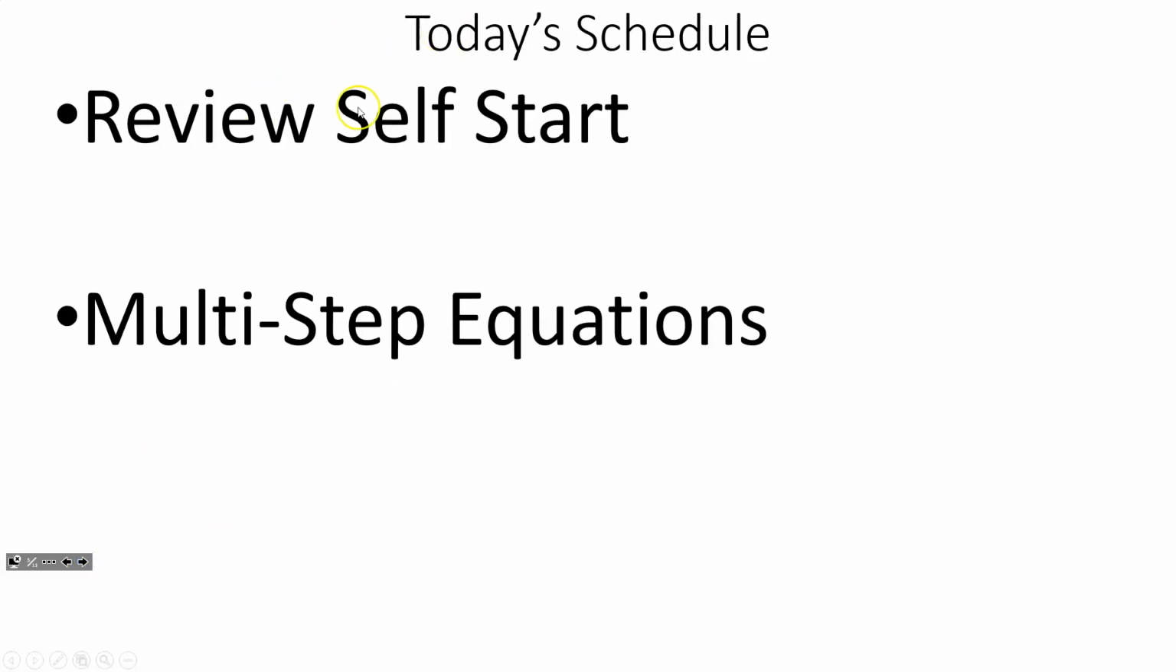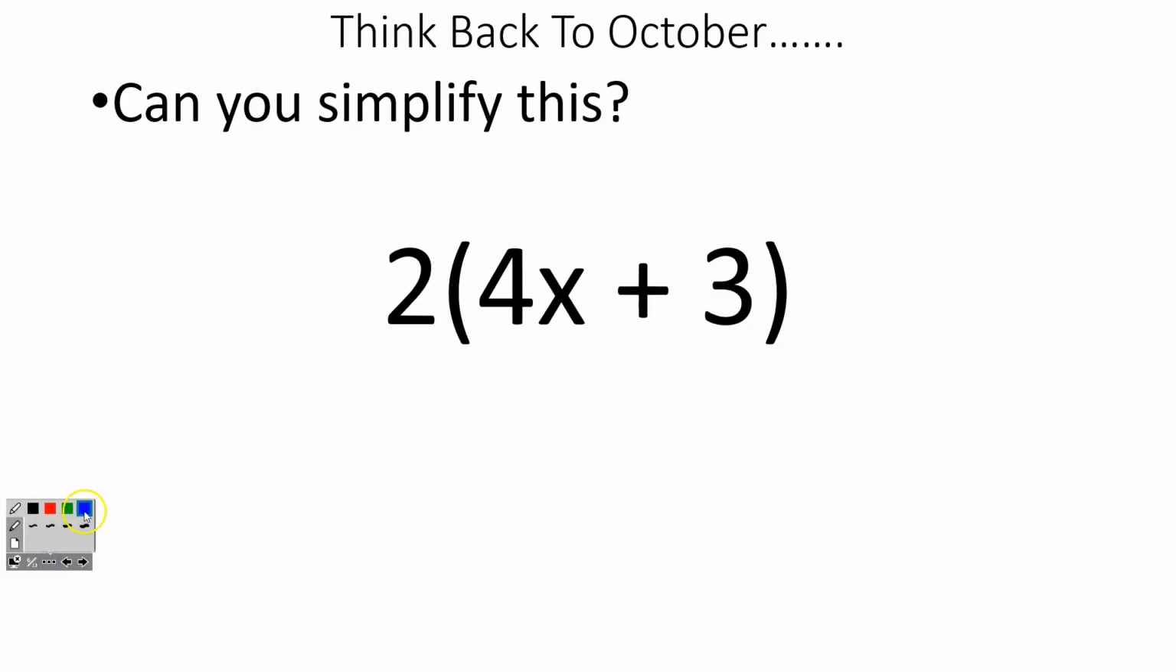For today, students will do the self-start, and we're moving into reviewing multi-step equations. This is the topic that tended to frustrate several individuals, but this is something you definitely need to know in order to move on to inequalities next week. So to start off, most people can simplify this without any problem. They just do their rainbows. Remember, when you do those rainbows, you're multiplying. So 2 times 4x gives me 8x. And 2 times 3 gives me 6.